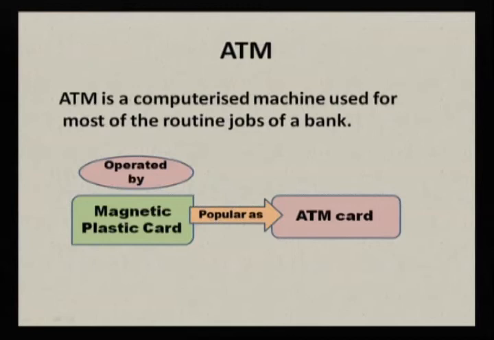Then ATM, anytime money. ATM is again a very popular form of electronic banking, which enables us to withdraw money, deposit money, and also make payments online. Even if we physically go to a shop or a market to buy products, we don't have to actually carry cash. We can use this magnetic plastic card and make payments. So that is what an ATM is, that is anytime money.